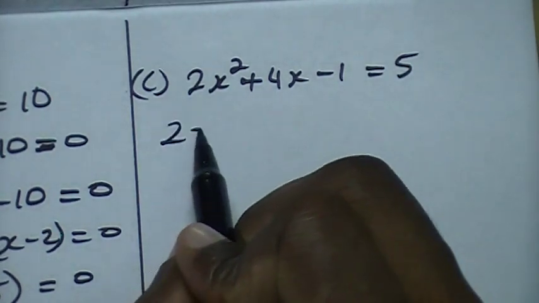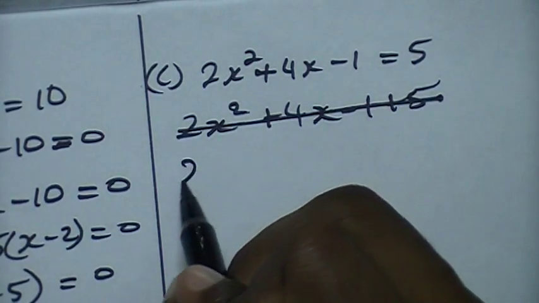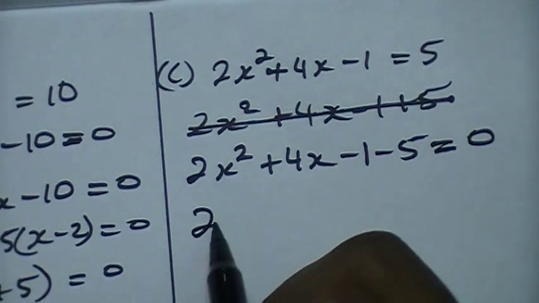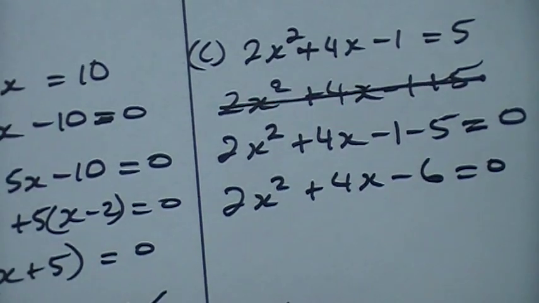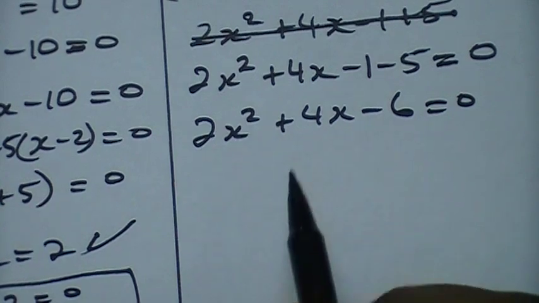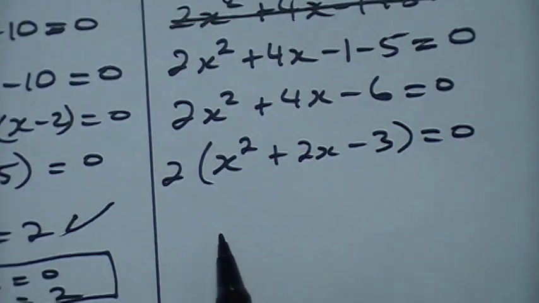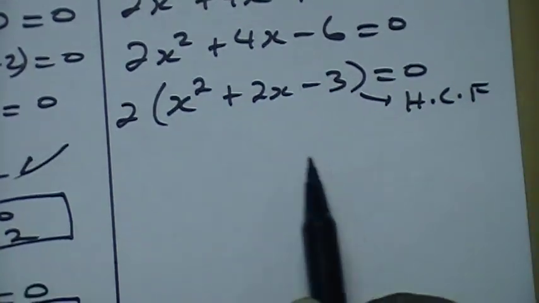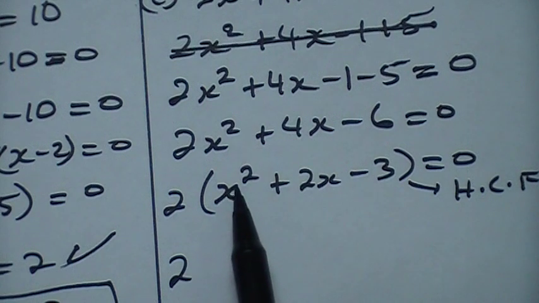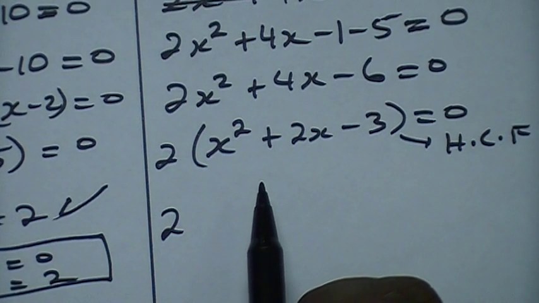Must be equal to 0. Subtracting 5 on both sides, gives us 2x squared plus 4x minus 6 equals 0. We can actually factorize this quickly, your highest common factor. Always look at the highest common factor first. Then look to factorize the middle. 3 times 2. 3 times x squared is negative 3x squared. 3 be negative. And that will be 1 and 3.